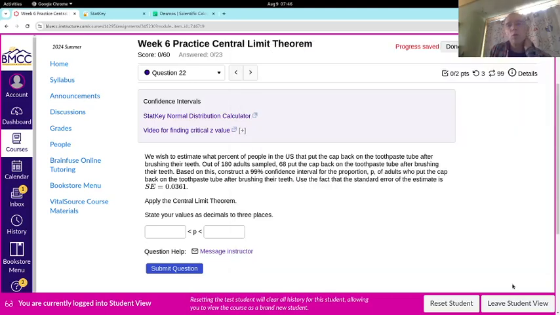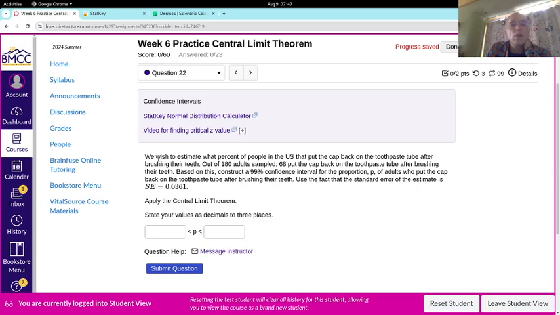Alright, so we're playing with the central limit theorem, and two things that are important here are using a standard normal distribution calculator. We're going to use StatKey, and finding a critical z value, and that's the main thing we need to do now.